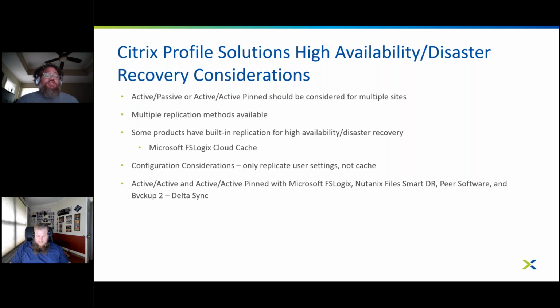Configuration considerations: replicate user settings. That's the main thing. Any kind of cache that can be easily recreated, like Office stuff, maybe you don't replicate that. And then, here are your options for Delta Sync for changes when you're doing active and active pinned. Just remember that in true active, that's going to depend also on your bandwidth, your connection between sites, the rate of replication, and so forth, if you want a true active type scenario.